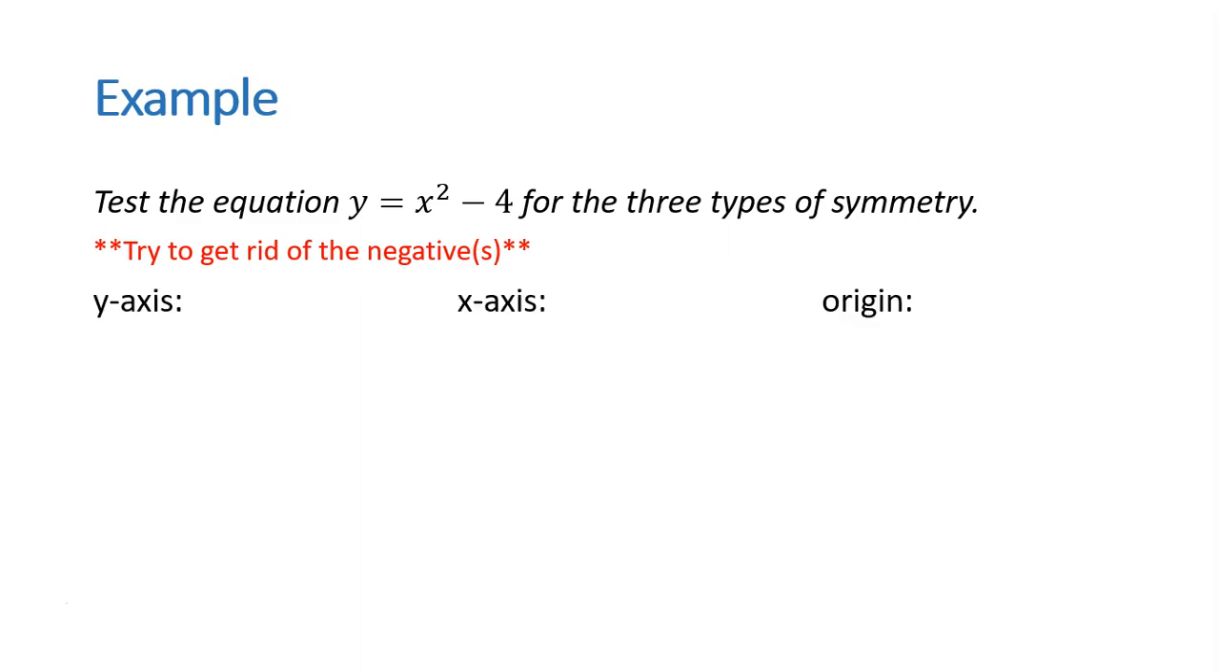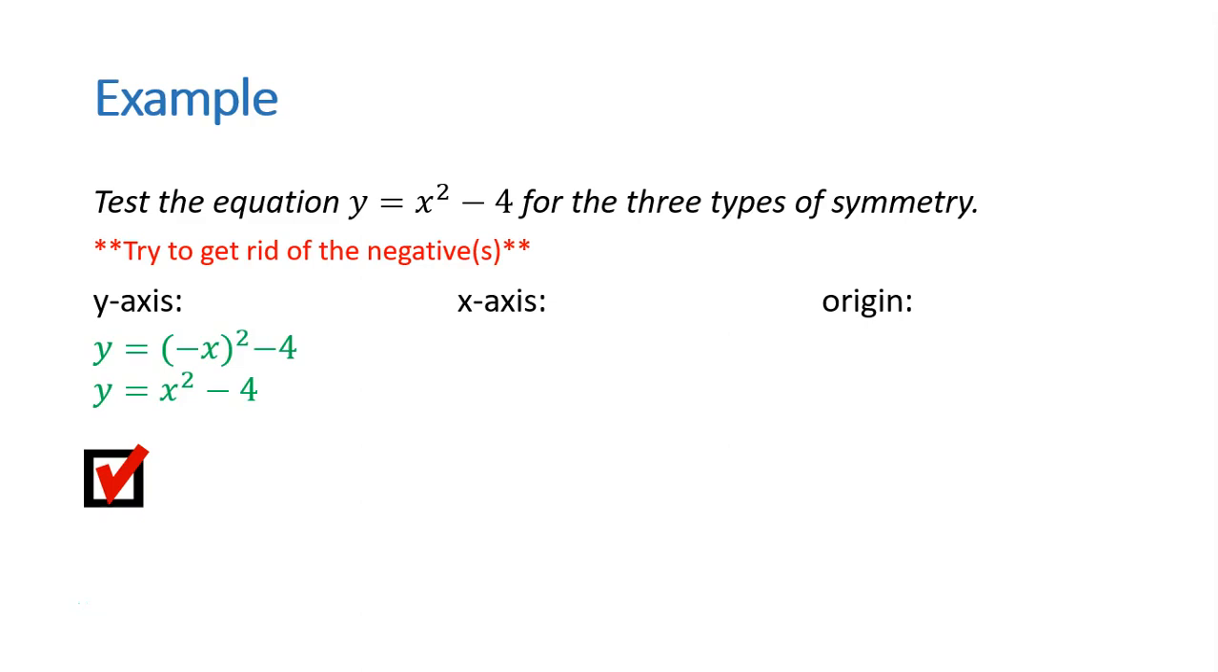So for y-axis symmetry, we're plugging in a negative x in place of x. Now we want to see if we can simplify this equation at all. We know that when we square anything negative, it makes the negative positive. So simplifying this, we now have y equals x squared minus 4. Well, this equation is exactly the same as the one we started with. And by definition, that's what we mean by y-axis symmetry. When we plug in a negative x, the negative goes away. So in this case, we have y-axis symmetry.